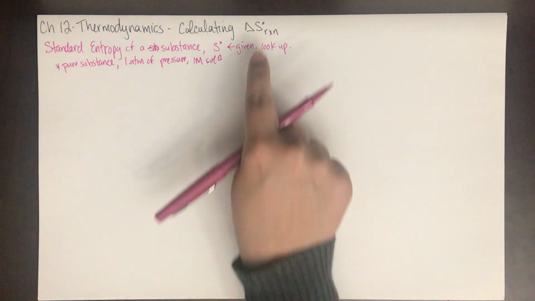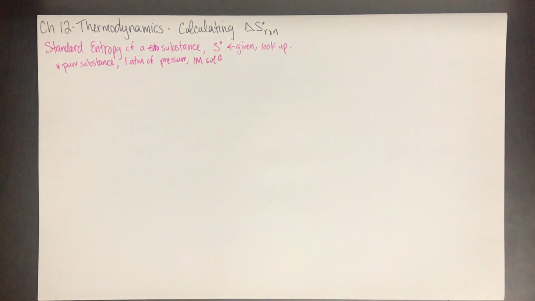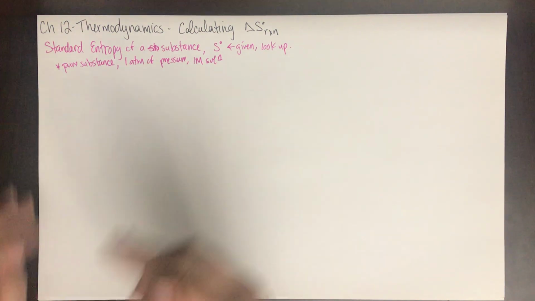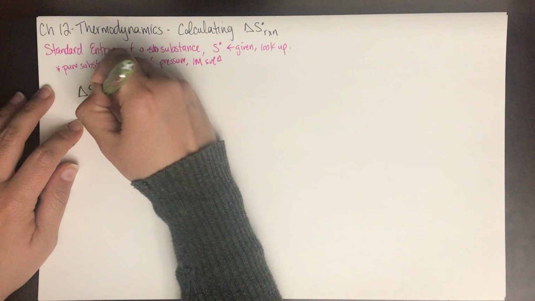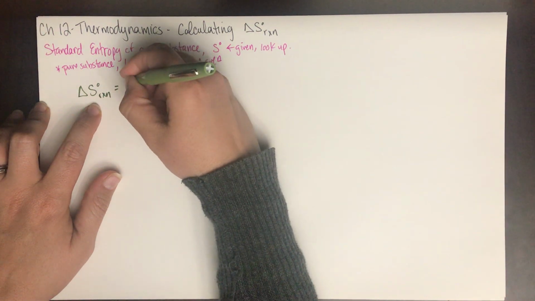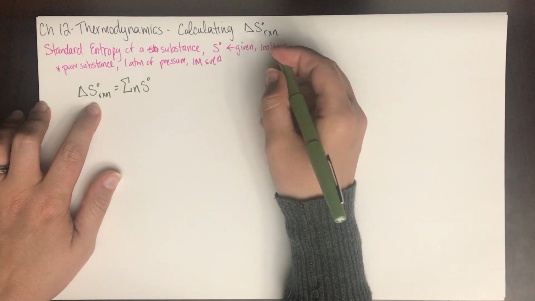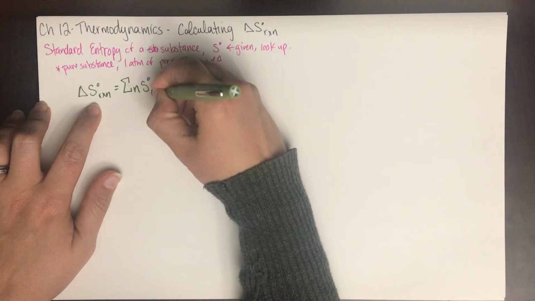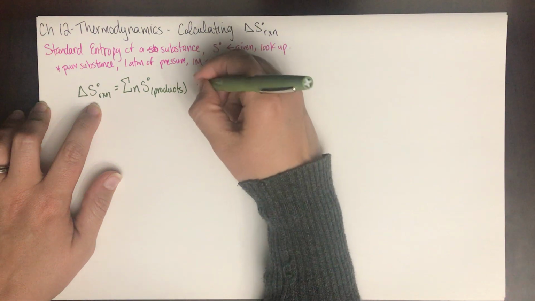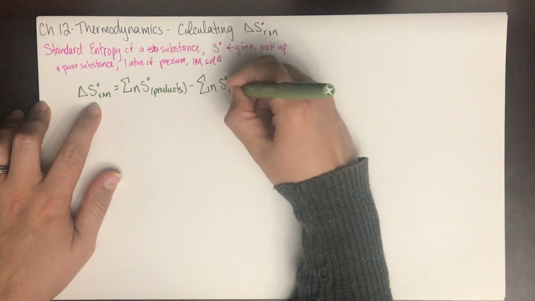And the way that we're going to calculate the entropy change is the same way that we calculated the enthalpy change, sorry, these words sound similar, but the formula is: the standard entropy change of a reaction equals the sum of the number of moles times the standard entropy of the products minus the sum of the number of moles times the standard entropy of the reactants.